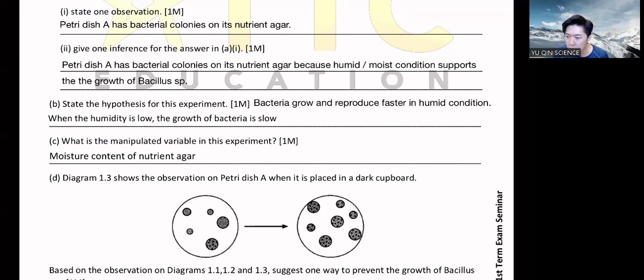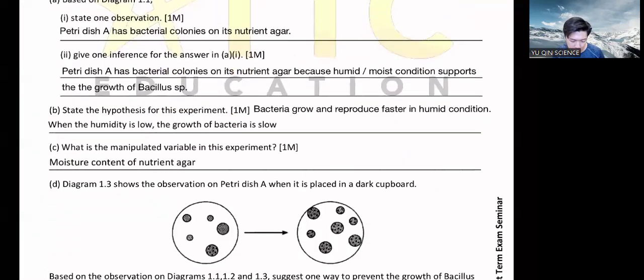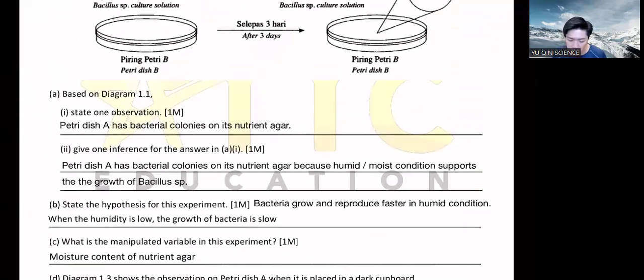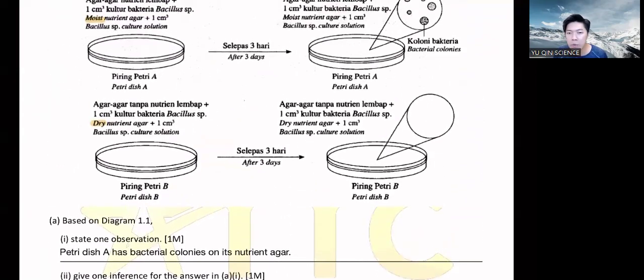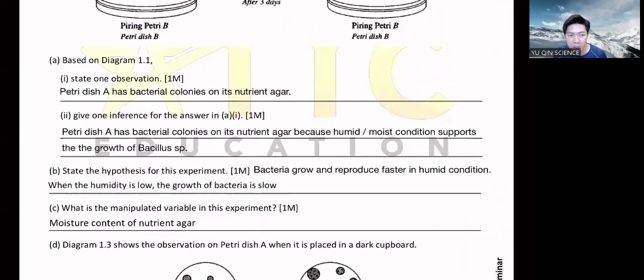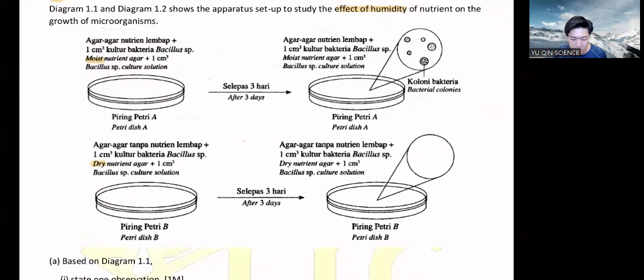Type of nutrient agar also, right? A type of nutrient agar. What, this is the manipulated you're talking about? No, there's only one type. It's more like the manipulated is got water or no water. So it's not type of nutrient agar.